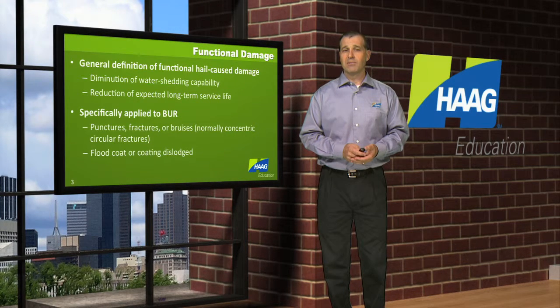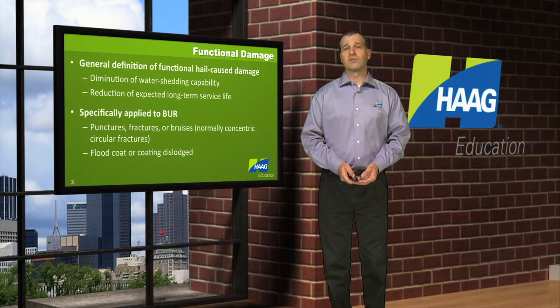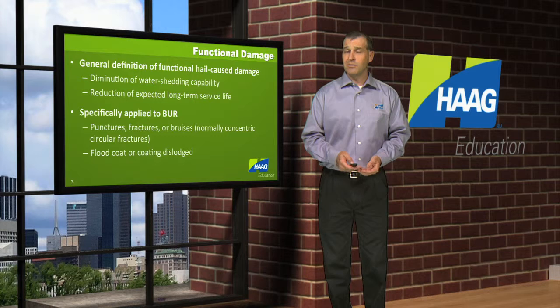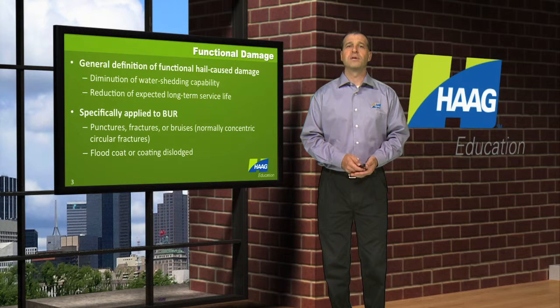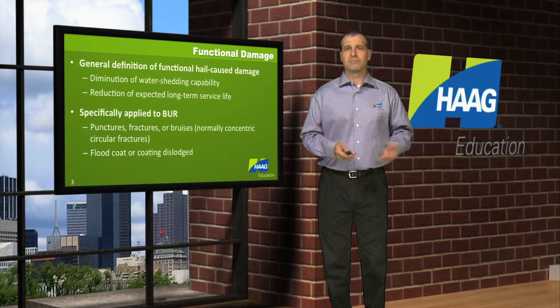The second type of damage is if the flood coat or coating is dislodged from the roof surface. This would not be as serious and likely could be addressed by repair to the flood coat or coating itself.